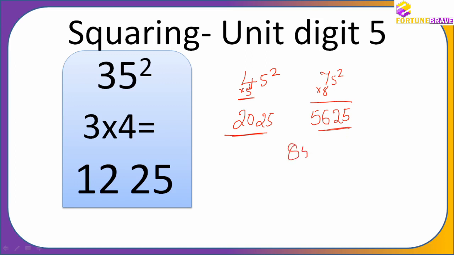If it is 85 square, what am I going to do? 8 into 9. Remember, we are going to multiply the remaining number with the next number. 8 into 9 is 72, 25. So this is the answer. Any number you will be able to do. Squaring with unit digit 5 is absolutely a 1 second work. If I say 65, 6 sevens are 42, 25. You are going to only see what the tens digit is and do it. Is that clear? 6 sevens are 42, 25. That is how you are going to do 55: 5 sixes are 30, 25.